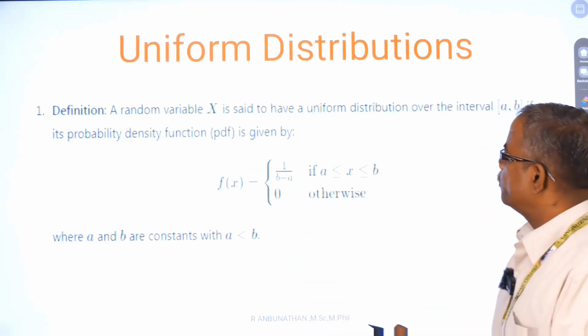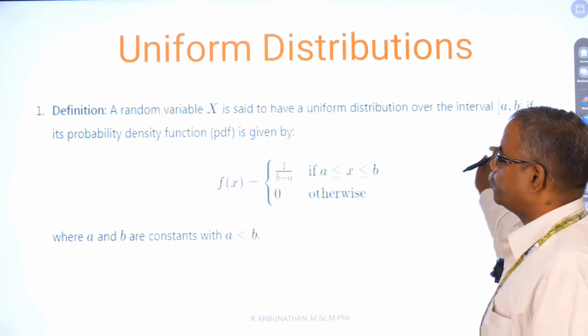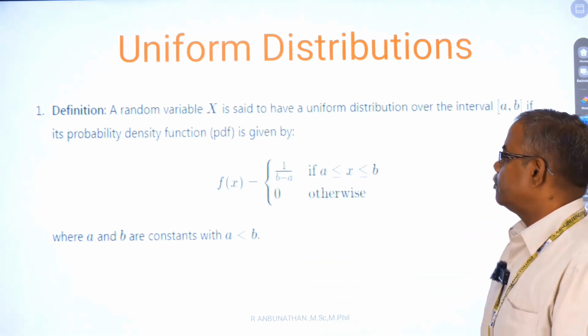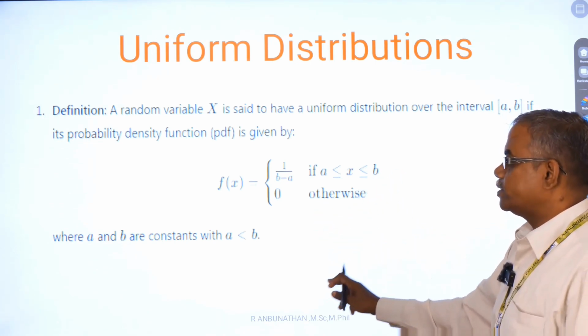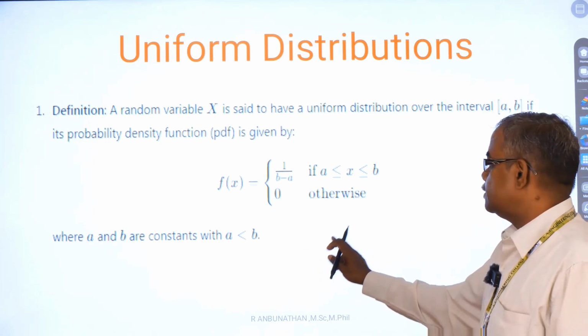This is the definition of uniform distribution. A random variable x is said to have a uniform distribution over the interval a to b if the probability density function, PDF, is given by f of x equal to 1 by b minus a if a is less than or equal to x less than or equal to b, and 0 otherwise, where a and b are constants with a less than b.